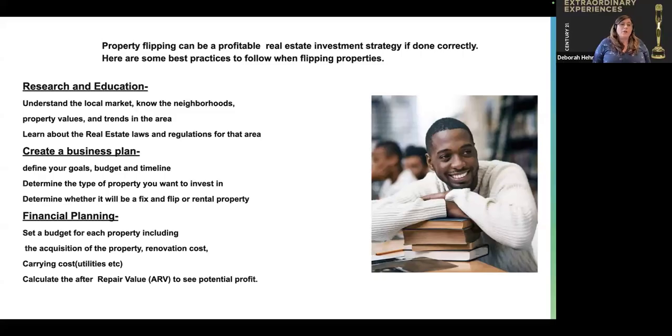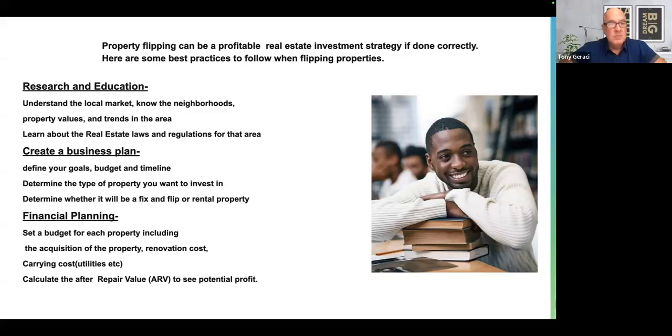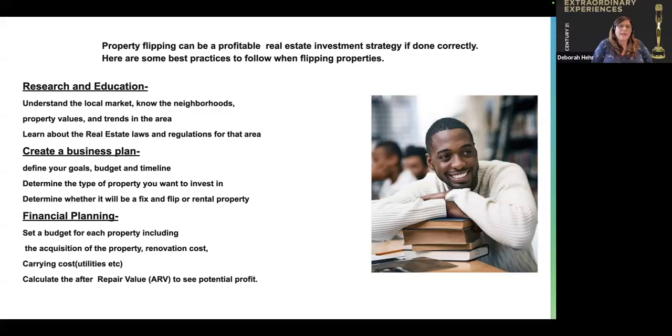Most people want to jump right into the multifamily thing, but there's a lot involved in that, especially the money factor, right? So determine whether you want to fix it and flip it, or use it as a rental property. The financial planning part is what I was talking about a little bit. Set your budget so that you know where you are going to be, right?